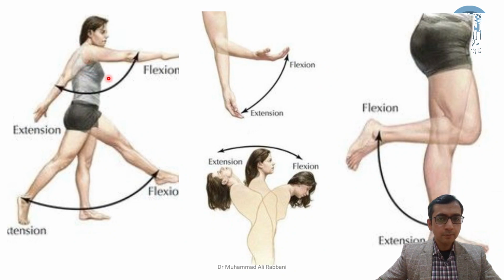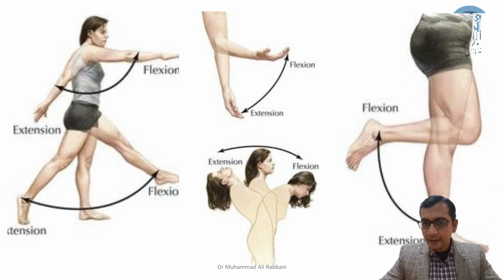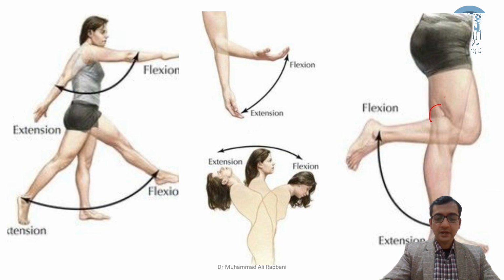At the shoulder joint, moving it forward is flexion, moving it backward is extension. At the elbow joint, folding it is flexion, opening is extension. At the hip joint, moving it front is flexion, moving it back is extension. At the knee joint, take a note of the decreasing angle, even if it is in the backward direction. This is flexion. The decreasing angle is considered flexion.